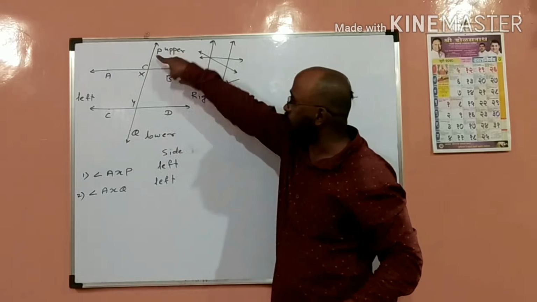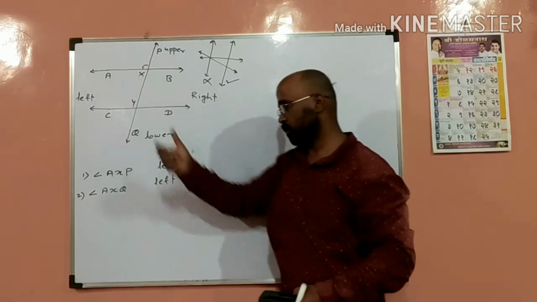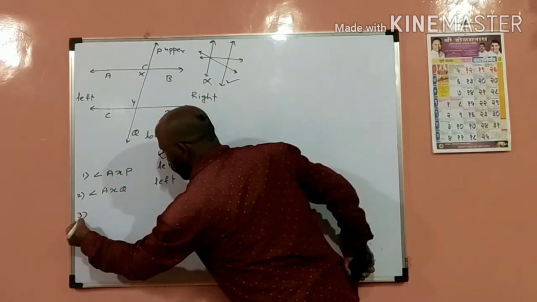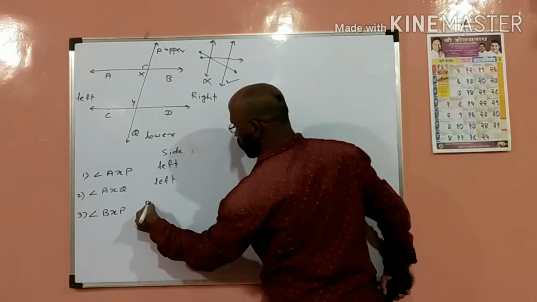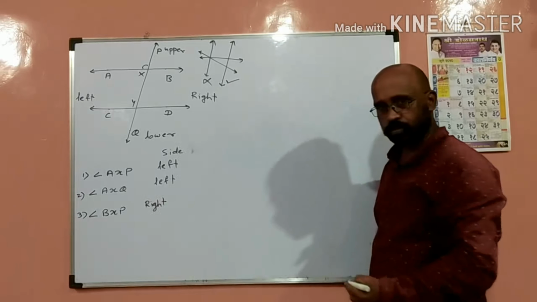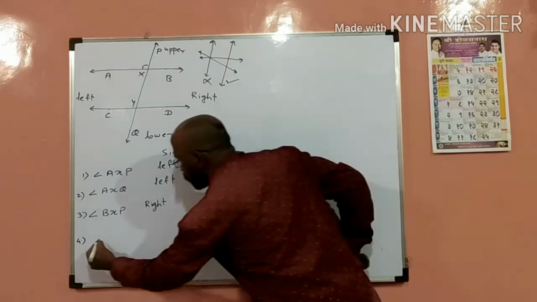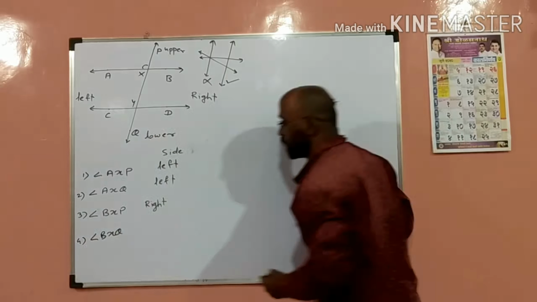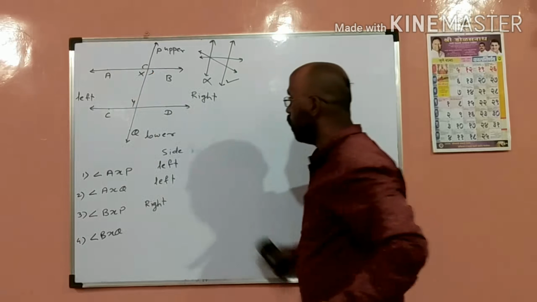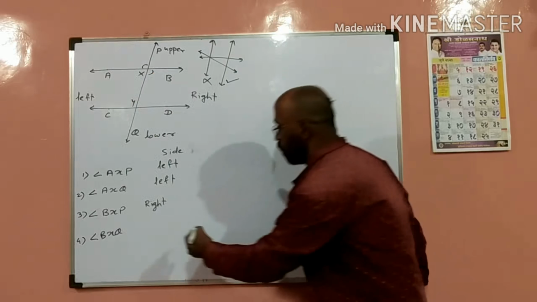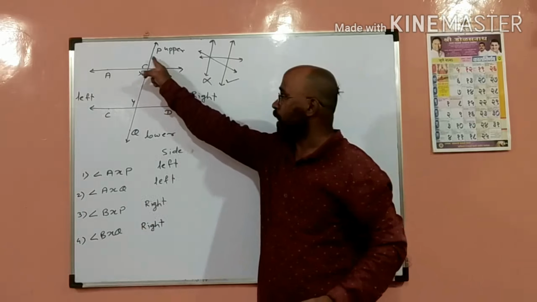Now what about this angle BXP? On which side of the transversal is it, left or right? Definitely right. So the third angle is angle BXP, which is on the right side of the transversal. Fourth angle, BXQ, means this angle. On which side of the transversal is it? It is also on the right side of the transversal. Clear? So we have covered 4 angles over here.